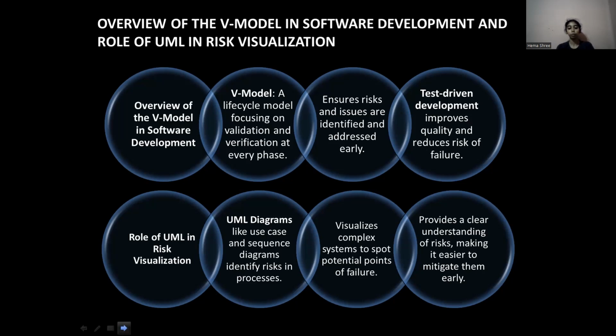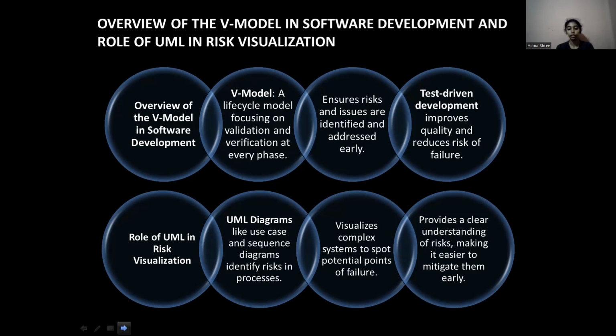Each phase must complete before moving on to the next, creating a structured and linear workflow. One of the key benefits of the V model is its focus on testing-driven development, which reduces the risk of software failure by integrating risk identification and mitigation throughout the life cycle. Teams can verify and validate each aspect of the project, improving quality and reducing the potential for errors or delays.